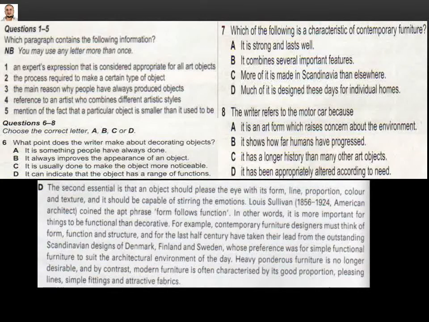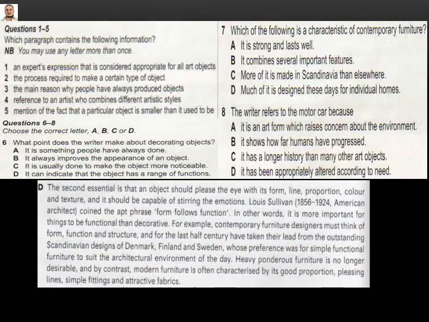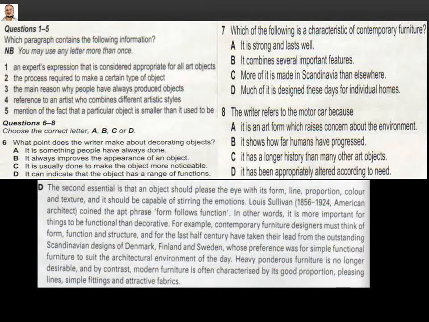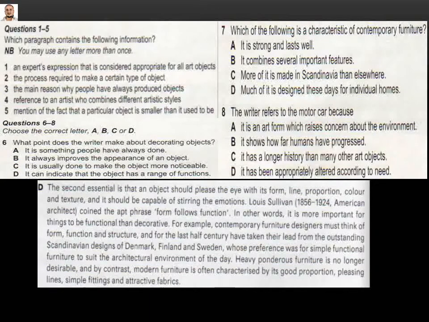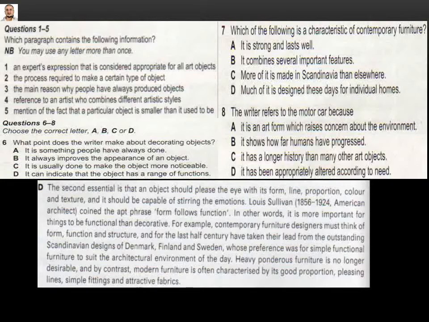Okay, let's come to the choices. Number 1. An expert's expression that is considered appropriate for all art objects. Yes, Louis Sullivan is an expert and he gave his expression which is considered appropriate for all art objects, as he explains here. So for number 1 we will choose paragraph D, because for numbers 1, 2, 3, 4 or 5 it says in which paragraph do you find this piece of information. So number 1 is in D.